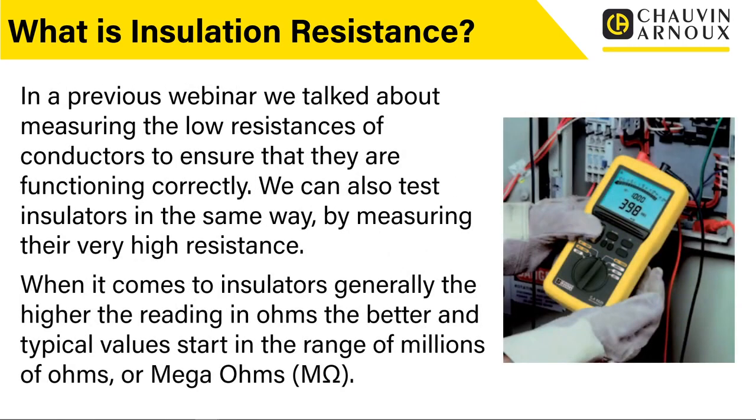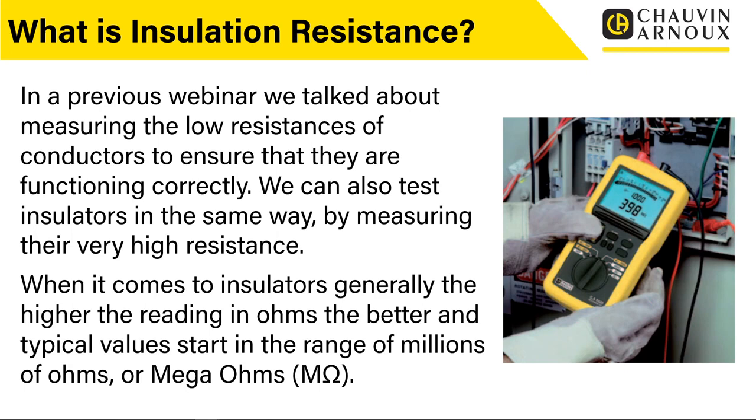In a previous webinar, we talked about measuring the low resistances of conductors to ensure that they're functioning correctly. We can also test insulators in the same way by measuring their very high resistance. When it comes to insulators, generally the higher the reading in ohms, the better. And typical values start in the range of millions of ohms or mega ohms. So you may hear the term mega ohm meters. That's another name for insulation resistance testers because they generally measure in mega ohms or millions of ohms.